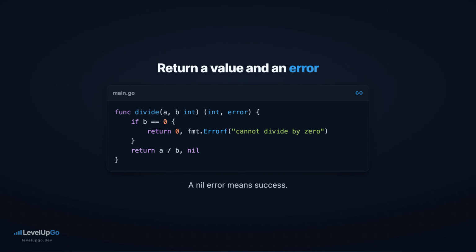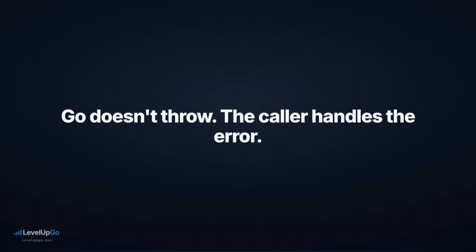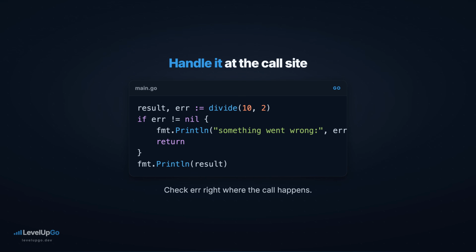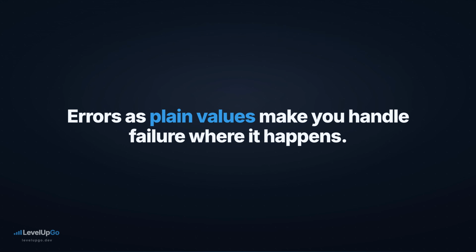And if you're coming from another language that uses exceptions, this can be a quite big shift. So Go doesn't throw errors. In Go, you return errors and it's up to the caller to handle the errors. So here we can see we're calling the divide function and we check if it returns an error. And if it returns an error, we handle it. And it's more typing than using something like try and catch, but that's also the point. Errors as plain values make you handle failure right where it happens.